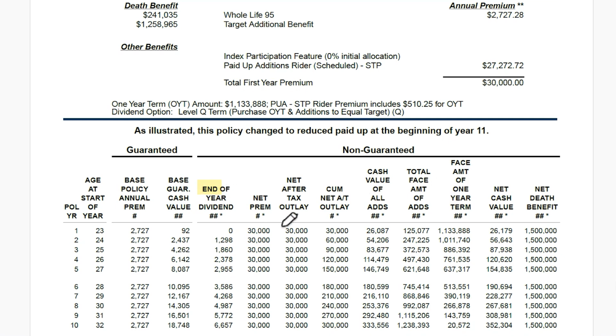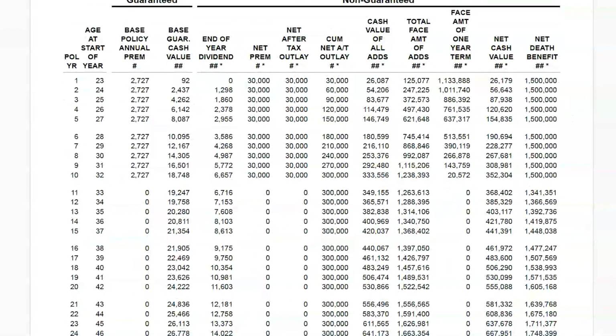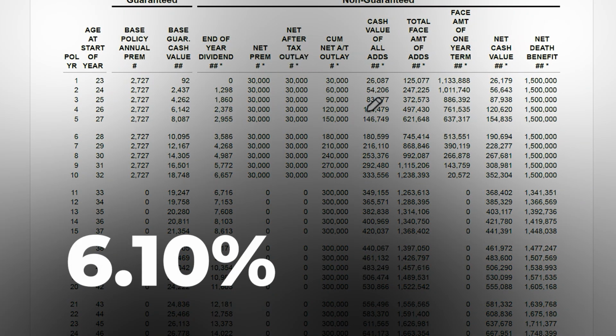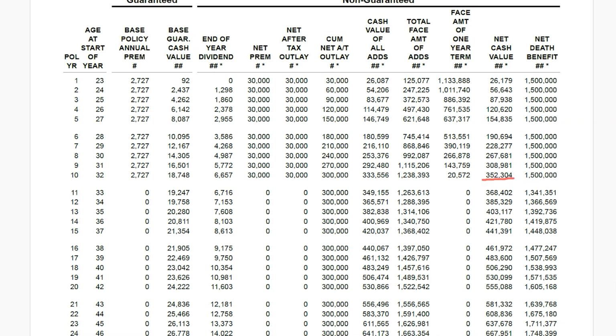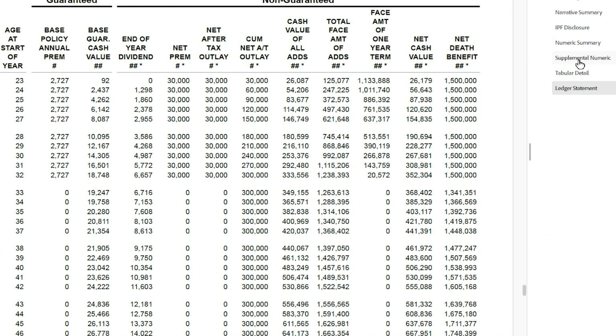Now, the dividend column is not transparent at all when it comes to the actual growth of a policy, and we'll look at that in a moment. What I want to hit on first is the fact that this net cash value is assuming that the company is applying a dividend rate of 6.10% to this policy forever. So this is based on the current dividend interest rate. However, what are the guaranteed values? Well, we can see that by looking at the supplemental numeric section of the illustration. I would not look at the tabular detail.